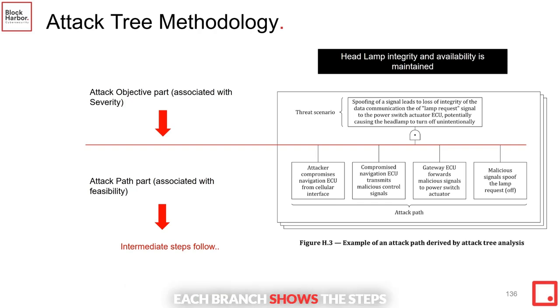Each branch shows the steps an attacker could take: compromising the navigation ECU from a cellular interface, transmitting malicious control signals, forwarding spoofed signals to the power switch actuator, ultimately sending malicious signals to turn the headlamp off unintentionally.